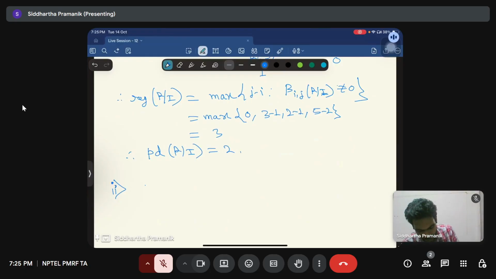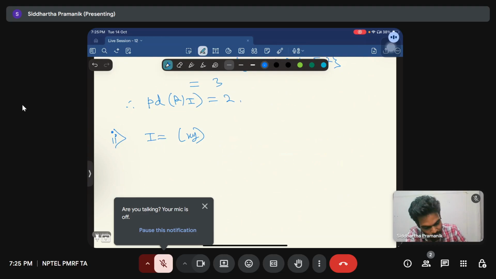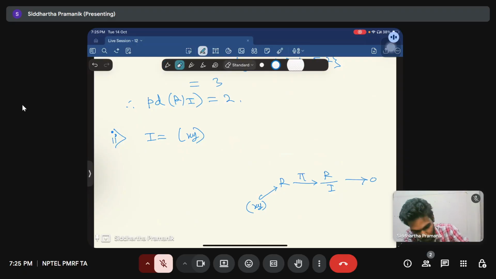So here I is the ideal generated by x times y. Now let's do it by hand because it's simple. So R mod I to 0 to R. So this is the natural surjection. Kernel is just x times y. Now we need some pre-module here. So let's take R and surjection and let's take the composition.